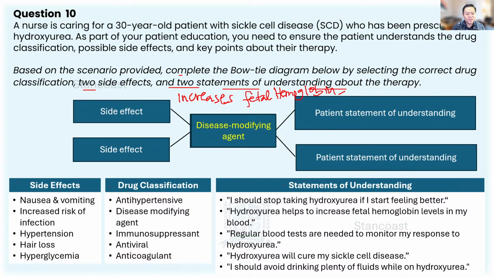Now, what do you think are the side effects? Here are listed: nausea, vomiting, increased risk of infection, hypertension, hair loss, hyperglycemia. So what do you expect about the side effects here, guys? What are the side effects that you will anticipate developing in this patient? Take a look. Is that nausea, vomiting, increased risk of infection, hypertension, hair loss, hyperglycemia?